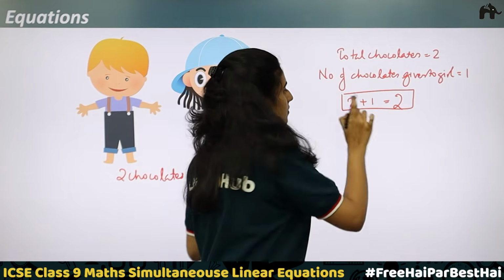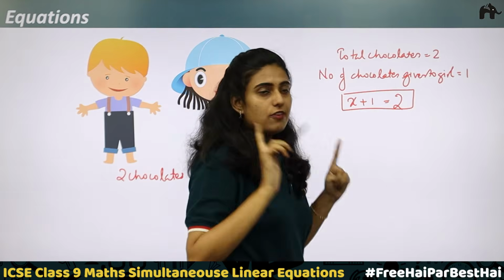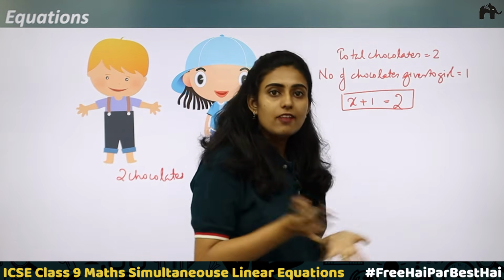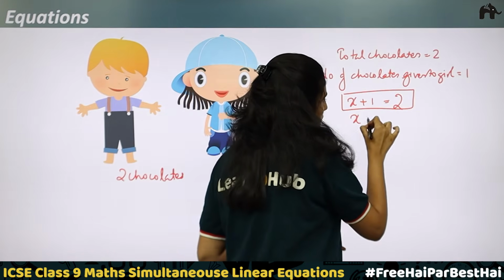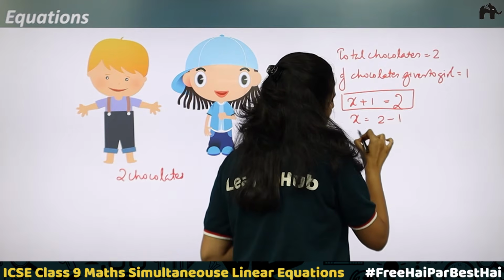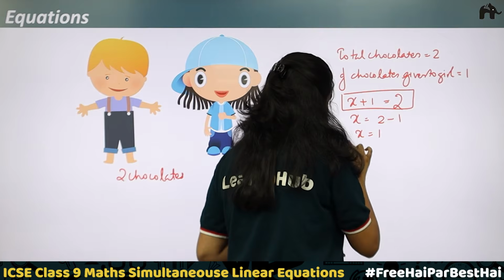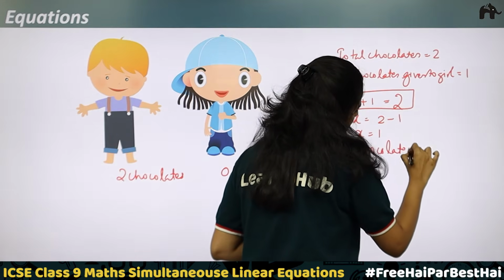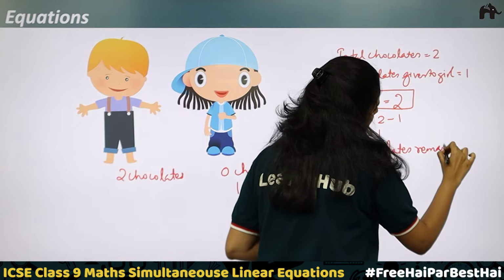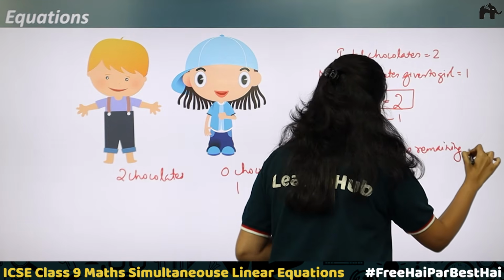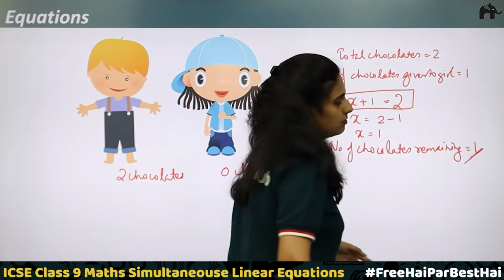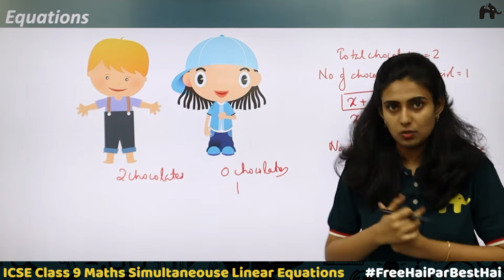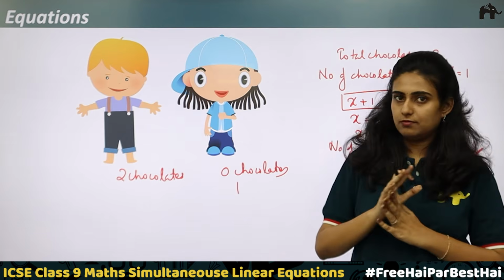So, here with a single equation, you can find this value. Taking this plus 1 to the opposite side, you will get the value of x. So, x will be equal to 2 minus 1. So, x is equal to 1. Number of chocolates remaining will be equal to 1. So, this is how you will be solving an equation. There will be an equal to sign.